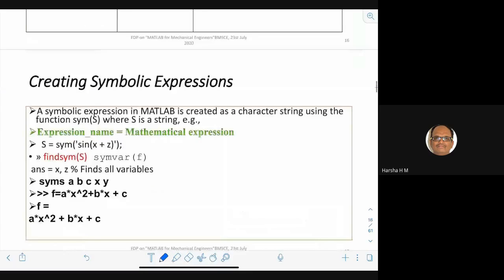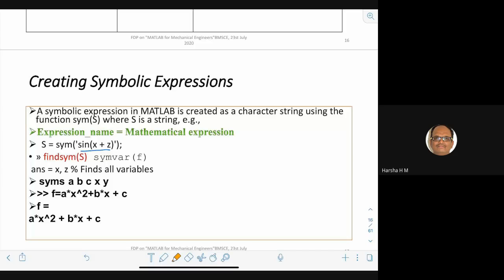See this, there was a facility: if you try to define S as symbolic of sin of x plus z, earlier versions accepted it, but now there's a problem. So what you should do is define it as sin of sym of x plus z. That means it is better to define x and z as symbolic variables by using the syms command, and then say s is equal to sin of x plus z. That's a better way to do it.